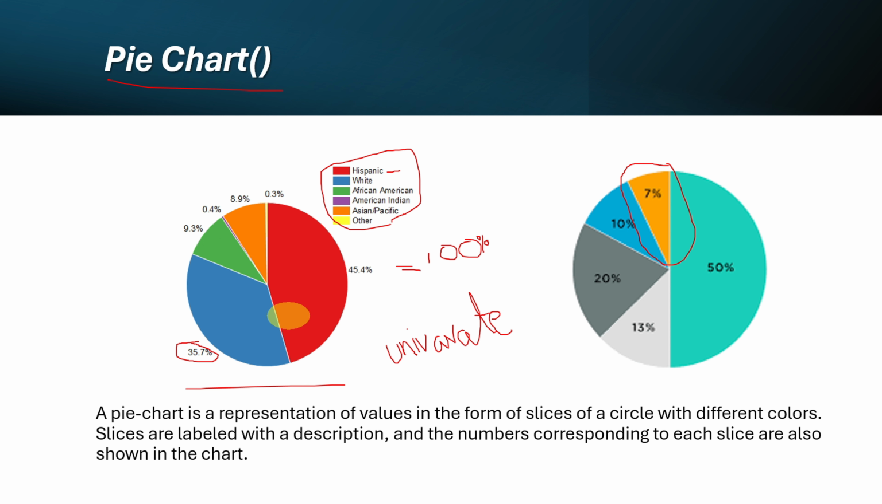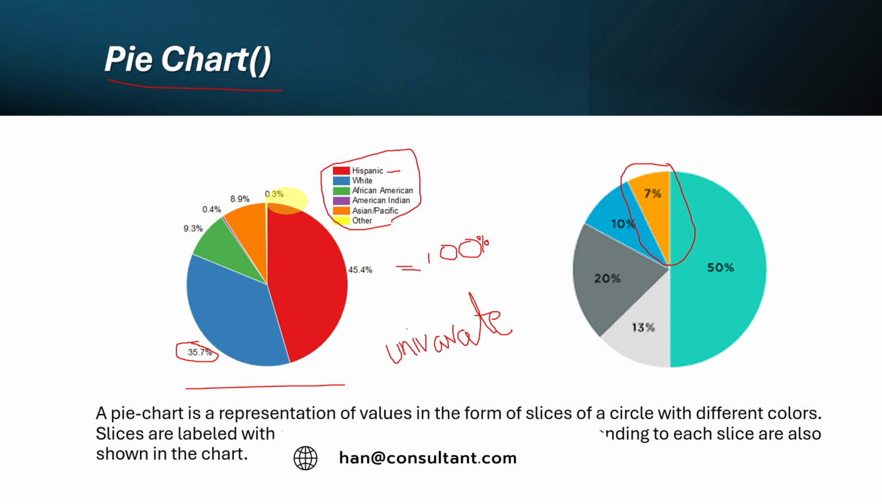Hispanic, you have the red one. So if I'm visualizing this data set, I can see that Hispanic got more, like more in quantity, whereas the white people are after that. The orange and green are roughly the same, Asian and African are the same, and others is the yellow slice. This is the yellow slice, and that's 0.3%.